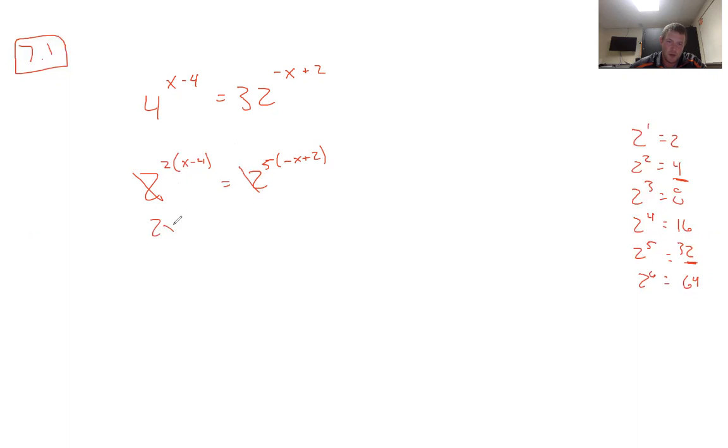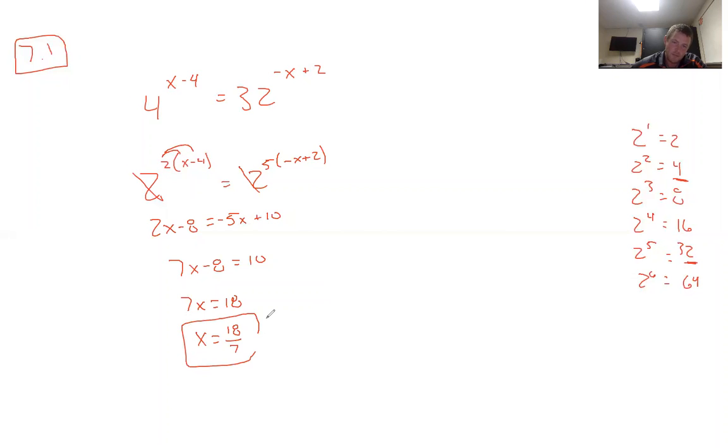So now I have 2x minus 8, I distributed, is equal to negative 5x plus 10. Move that over, so it's 7x minus 8 is equal to 10. Add that over, 7x is equal to 18, and x is equal to 18 sevenths. So get your bases the same, and it's pretty easy to solve. Let's see the next one.